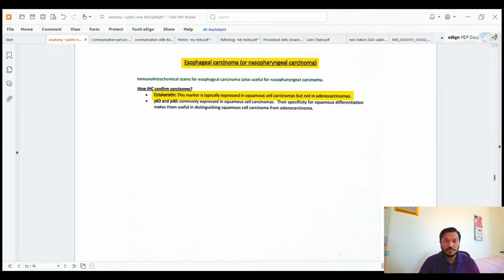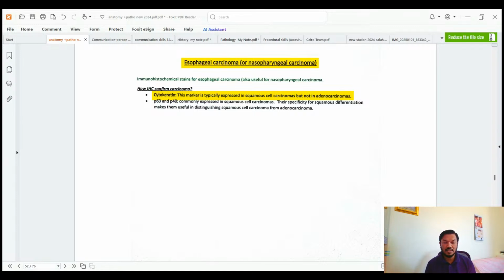Cytokeratin is the marker typically expressed in squamous cell carcinoma, but not in adenocarcinoma.